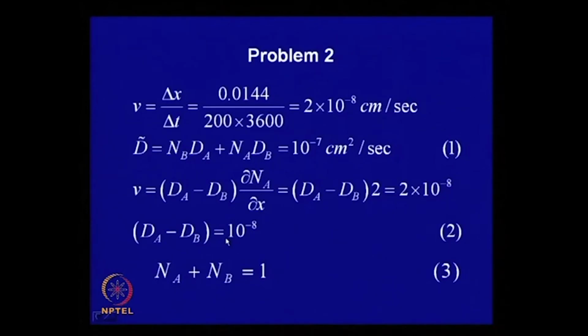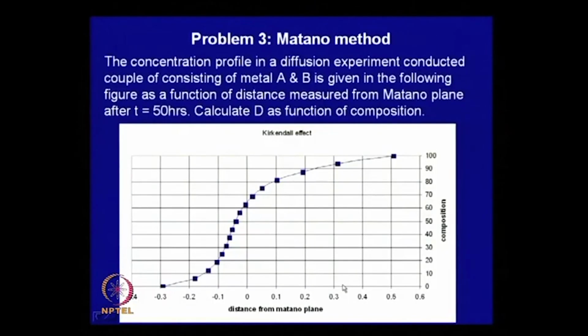Now, look at it over here, you have one equation here, and also N A and N B, if you add them together, these are atom fractions and it is a binary system, so this is equal to 1. So, therefore, you have 3 equations and 3 unknowns. You can solve it easily, and I leave it up to you to estimate the numerical values for D A and D B.